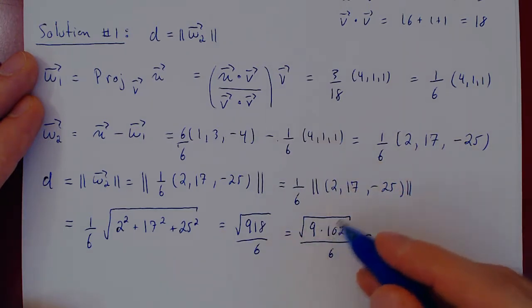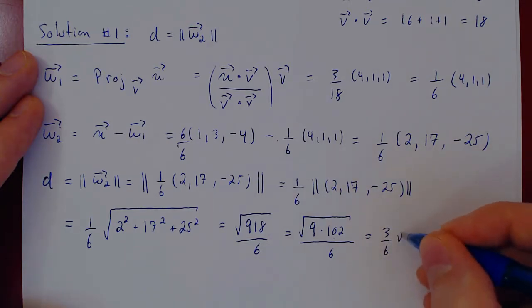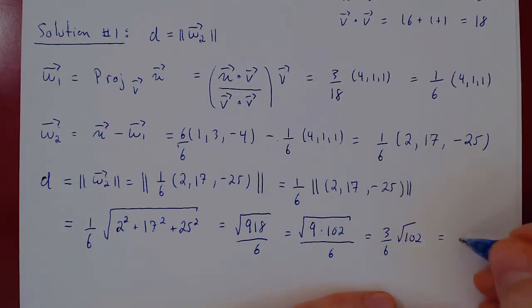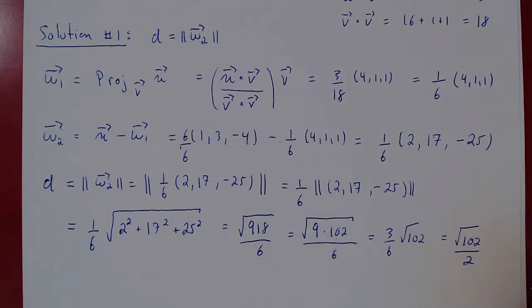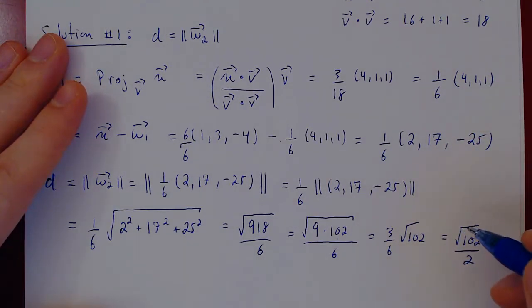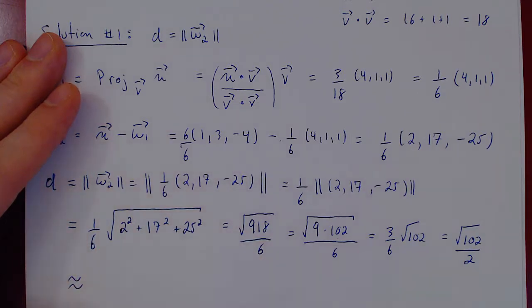This is root of 9 times root of 102, but root of 9 is 3. So you get 3 over 6 root of 102, but 3 over 6 is 1/2, and you're left with root of 102 over 2 as the exact distance between the point P0 and the line L. If you want, you can use your calculator here to get an approximation, to get a feeling for how large or small the distance actually is.